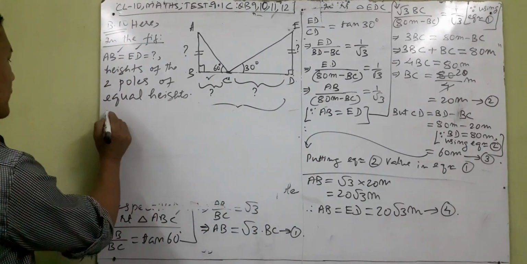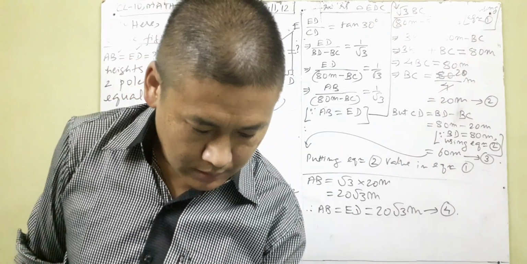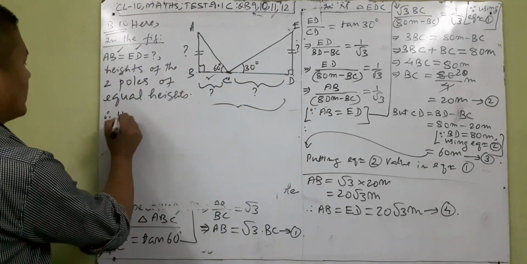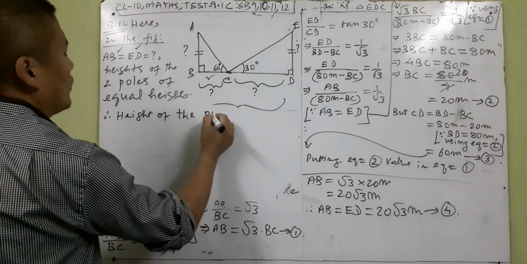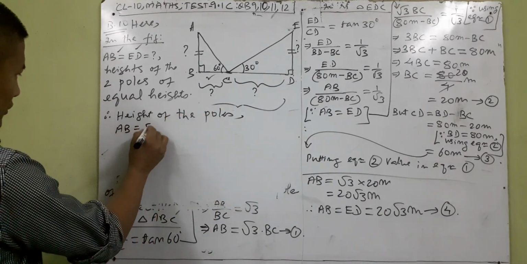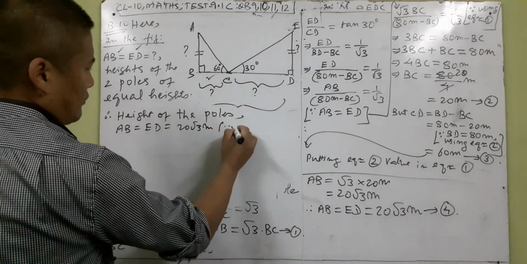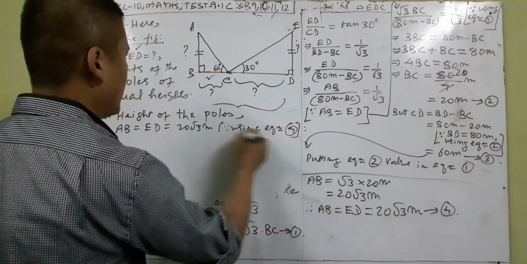Here you write, therefore, first one, the question is asking us to find the height of the pole. So the height of the poles, which is AB and ED, both of them equal to 20 root 3 meter. You get this one by using equation number 4, first answer.